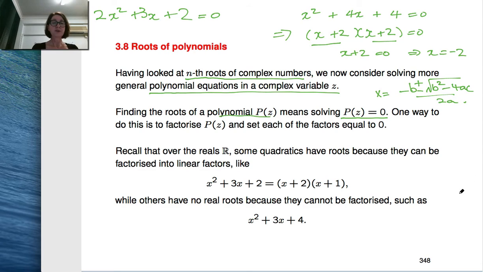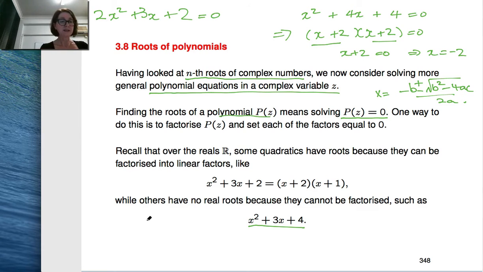When we're trying to solve a polynomial over the reals, some quadratics have roots because they can be factorised into these linear factors, and that's an example that I gave you before. Sometimes you can't see them straight off and you use this relationship, but they're still factored into linear factors. Others have no real roots because you can't factorise an equation like that over the real numbers.